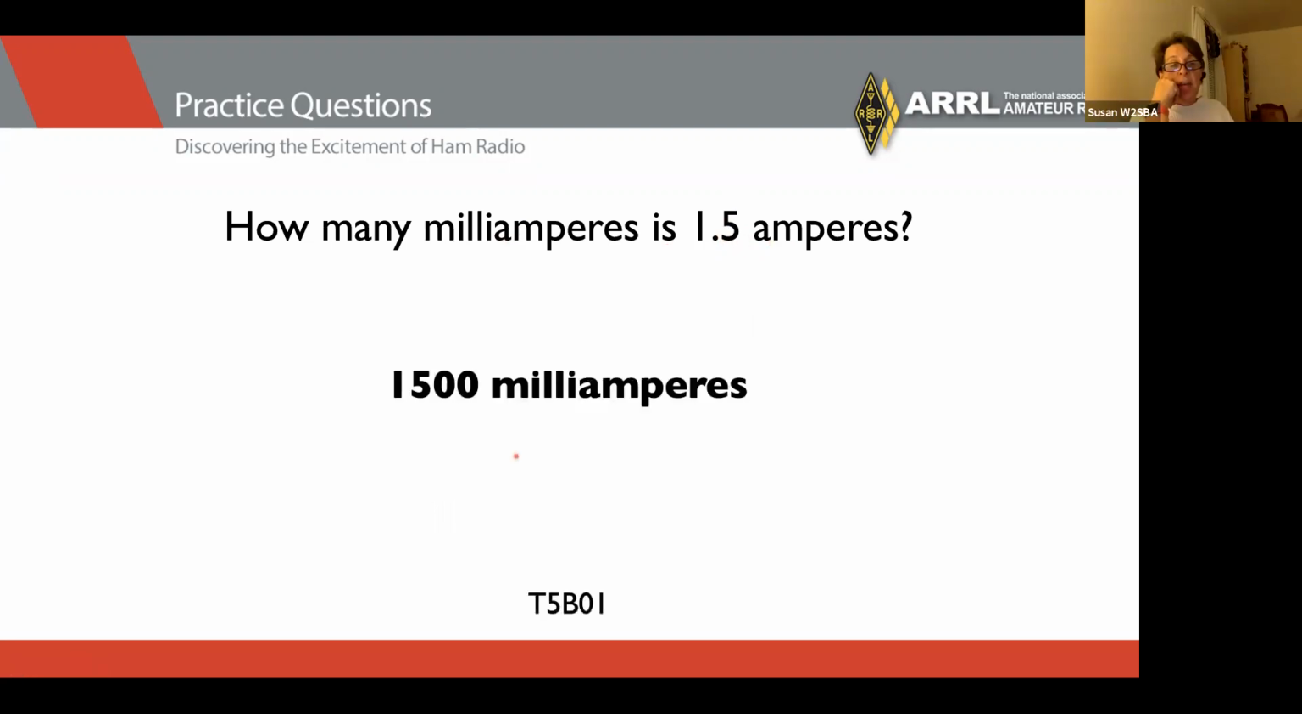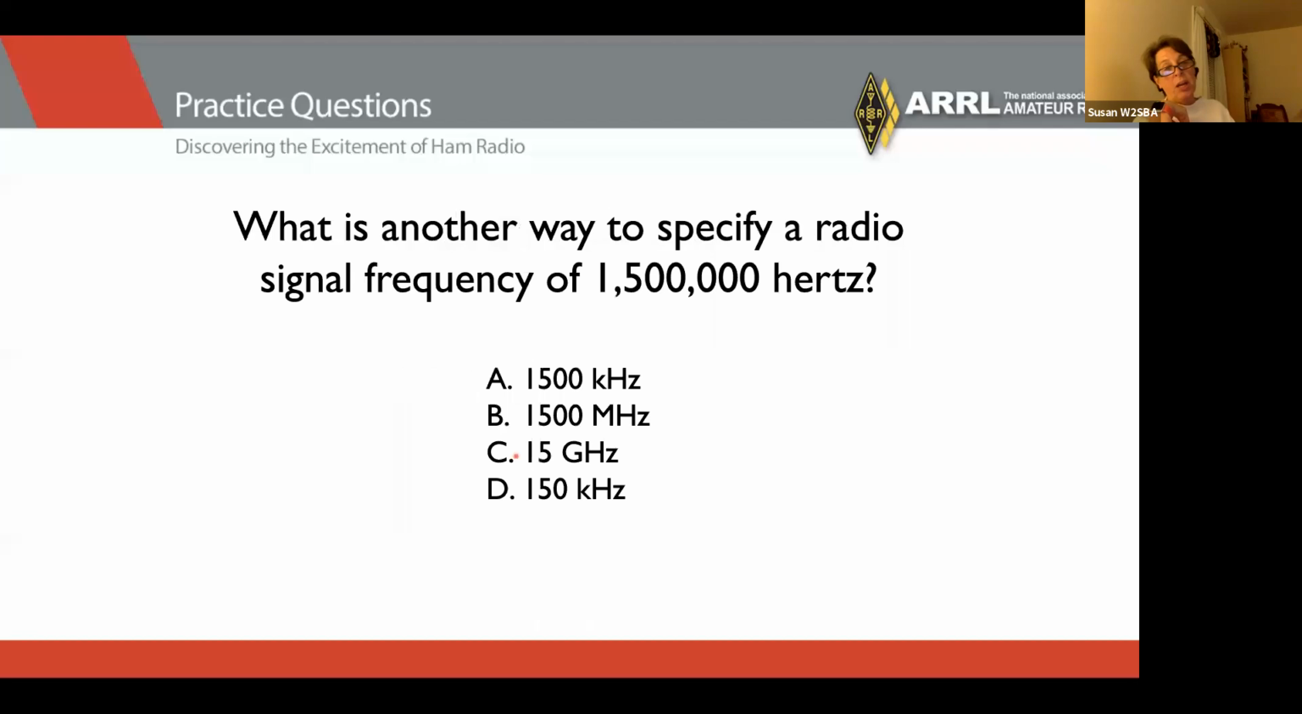You don't even have to pay any attention to whether they're milliamps or amps because it's all about moving 3 decimals. If you go one way and the answer isn't there, then go 3 the other way until you see the answer. What is another way? I think this is number 4 now. What is another way to specify a radio signal frequency of 1,500,000 hertz?